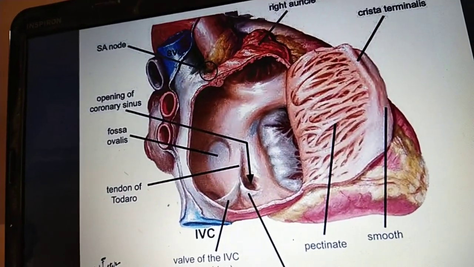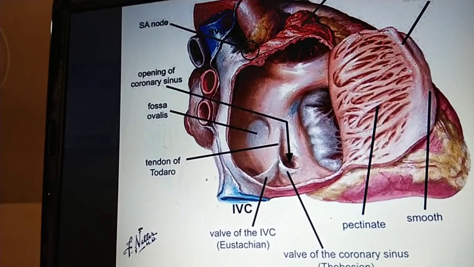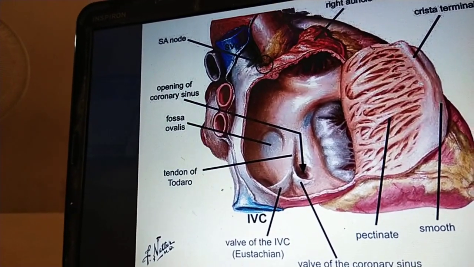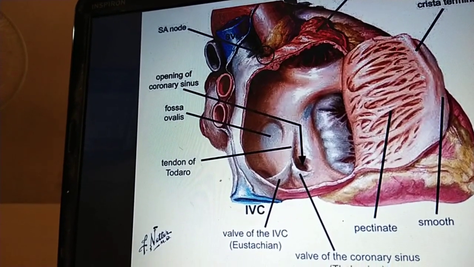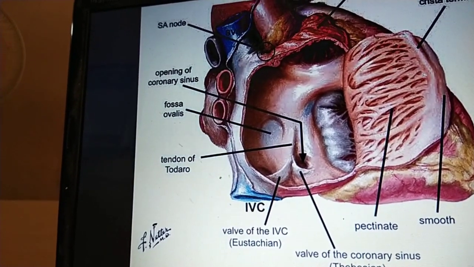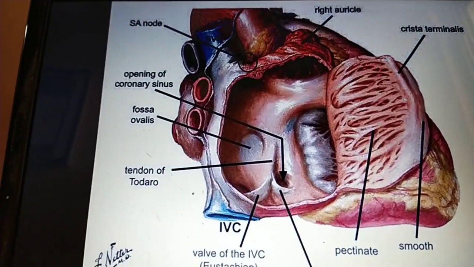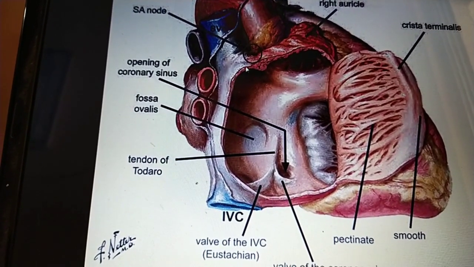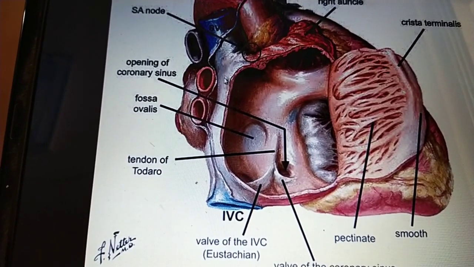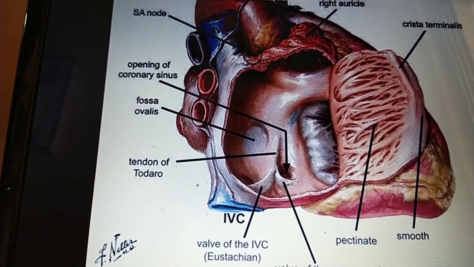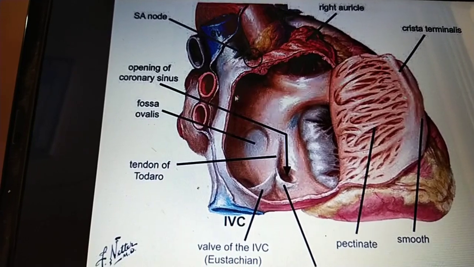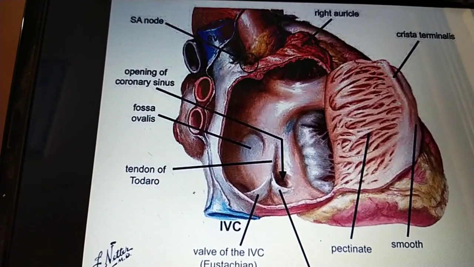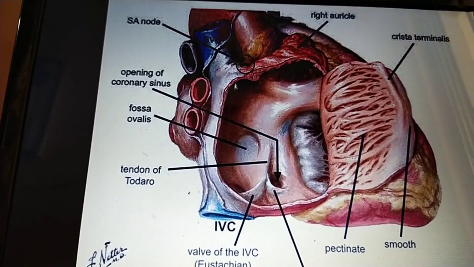Another thing is, everyone says that the SA node is present here in the right atrium, but the SA node is present where the orifice of the superior vena cava is. That is known as the SA node, the sinoatrial node. It is present where the superior vena cava opens, at its orifice.